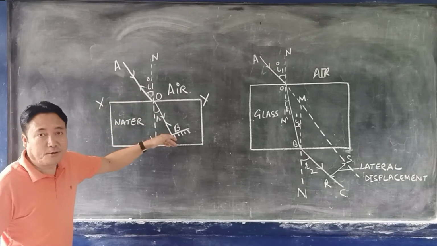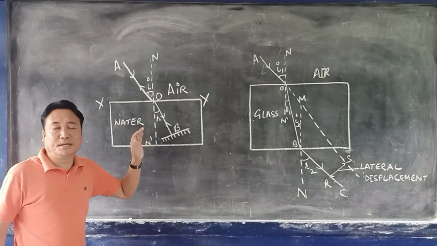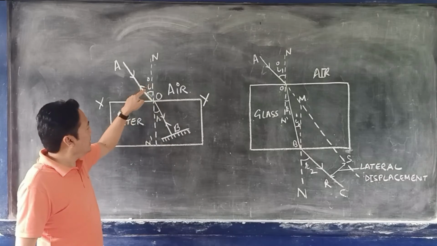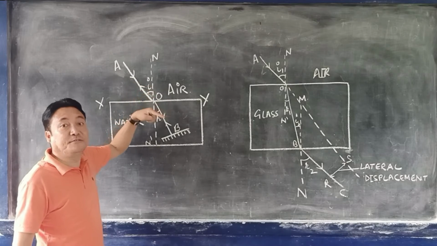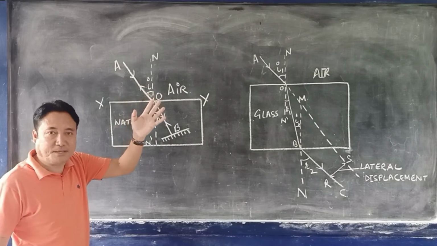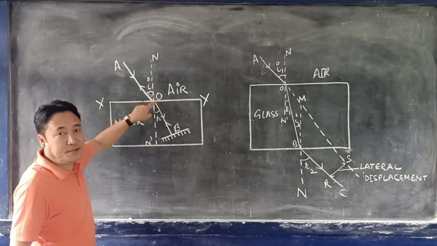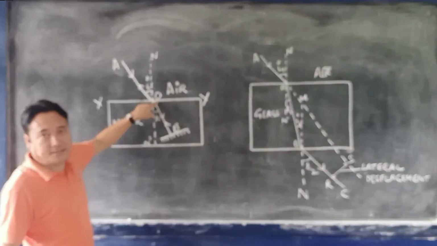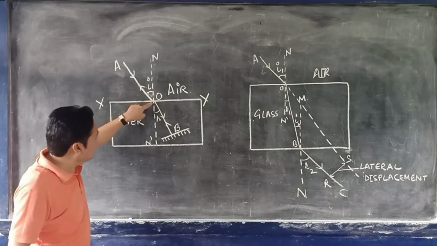Now this refracted ray falls on the mirror which is placed in the water. When the refracted ray falls on the mirror, the ray of light will be reflected back. So reflection takes place here, since it is falling on the mirror. OB is the refracted ray, and the same ray of light will be reflected back in the same direction. That means BO is the reflected ray, and it falls at the point O.